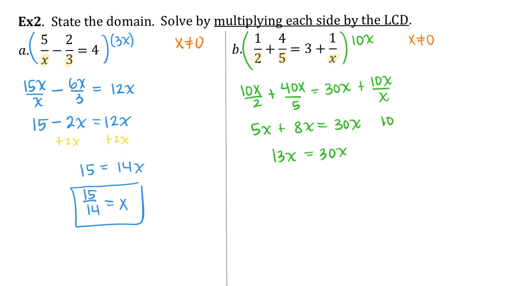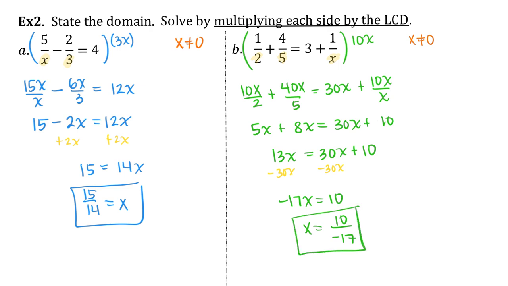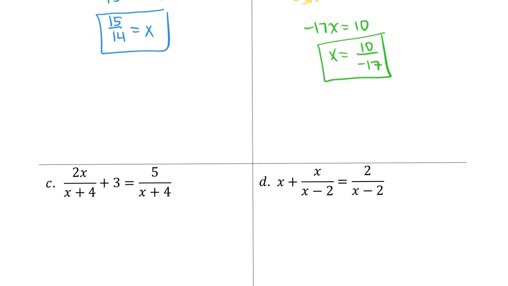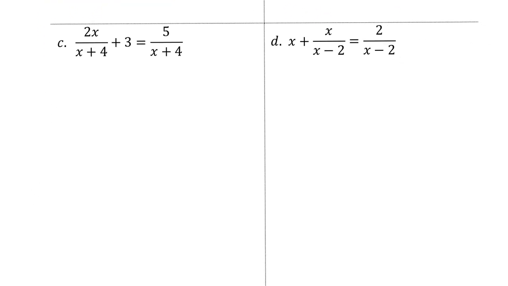That should be a plus sign. Okay, what should I do? Minus 30x over. So I get negative 17x equals 10, and then if I divide by negative 17, I get 10 over negative 17. Check your domain. X can't be 0, which is fine because I got 10 over negative 17. And I get fractions a lot because if I didn't have a fraction, I might not need a fraction.